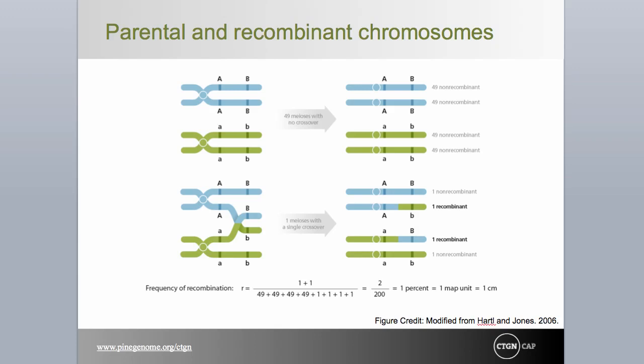recombinant. The recombination frequency is calculated as the total number of recombinant products, 2 in this case, divided by the total number of products or gametes, which is 200. The recombination frequency thus equals 2 divided by 200, or 1%. Recombination frequency of 1% may also be called 1 map unit or 1 centimorgan. Therefore, 1% recombination means that one meiotic cell in 50 has a crossover in the region between the genes.